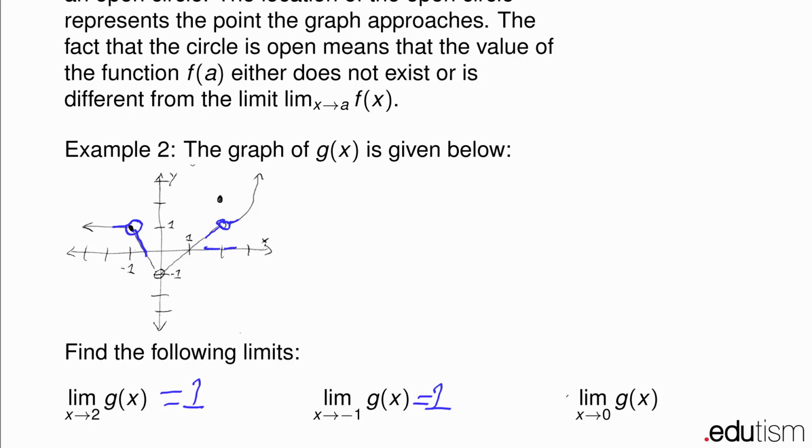If we want to take the limit as x goes to 0 of g of x, we want to approach the x-coordinate 0. We can approach it either this way or this way. Either way, we're approaching this point here, which has y-coordinate negative 1.